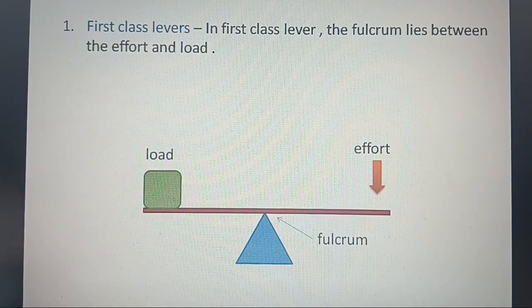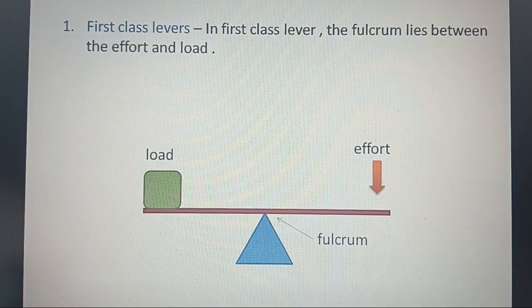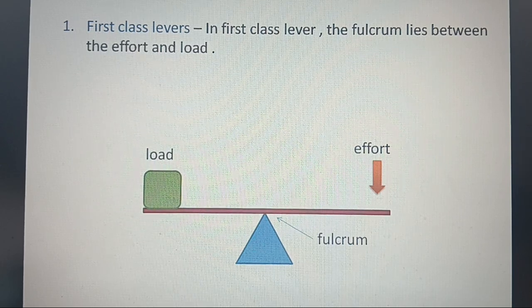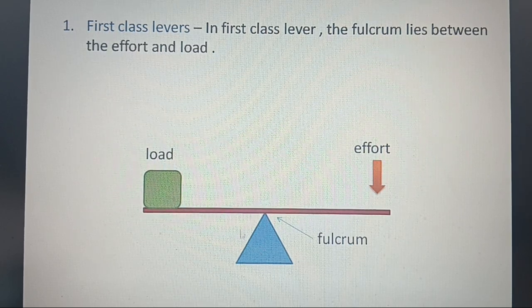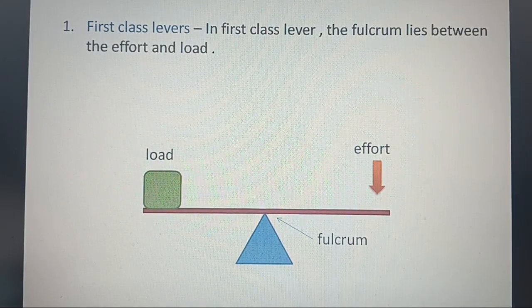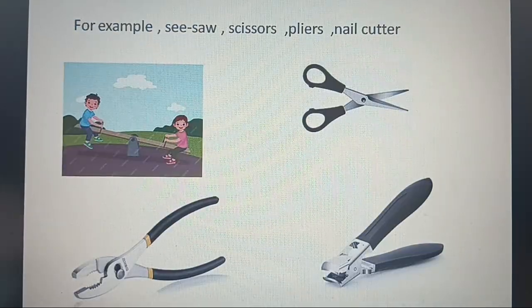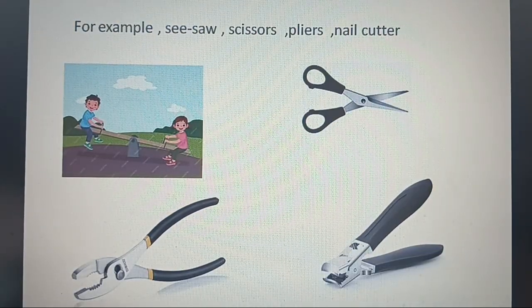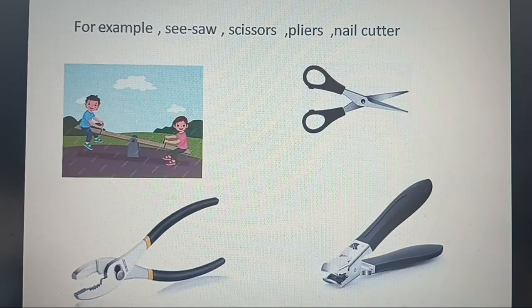First class lever. In first class lever, the fulcrum lies between effort and load. As you can see in this picture, fulcrum is in between the load and the effort. For example, seesaw, scissors, pliers, nail cutter.